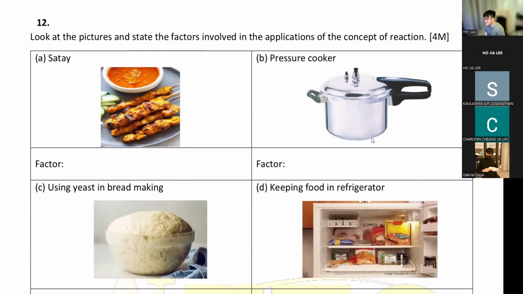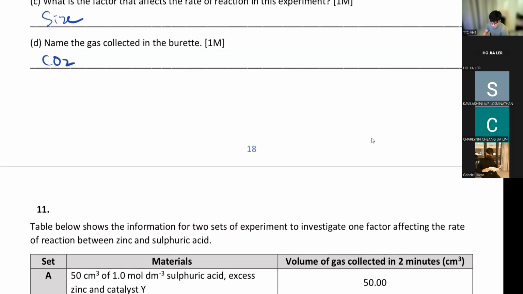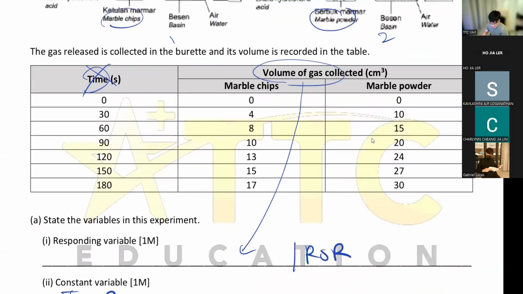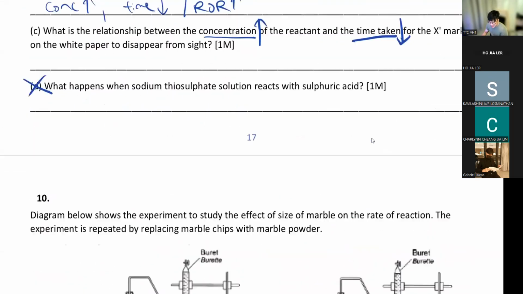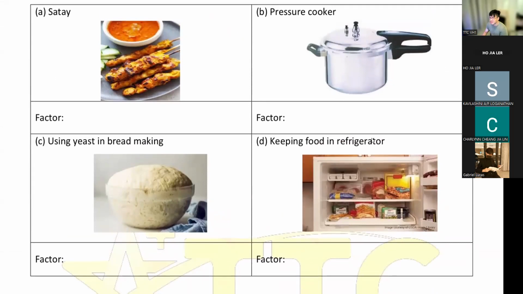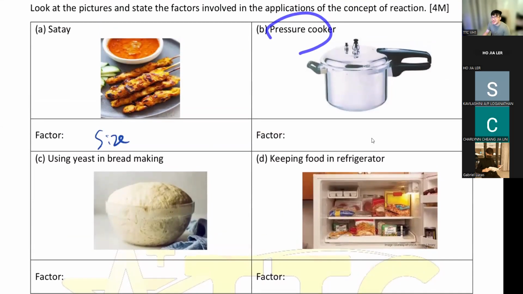Satay is what factor? Cut D for question 9. Where's the question? Yeah, cut D. So what factor is satay? Yes, very good, size. Because you cut satay smaller, right? What about pressure? That's the answer there already.